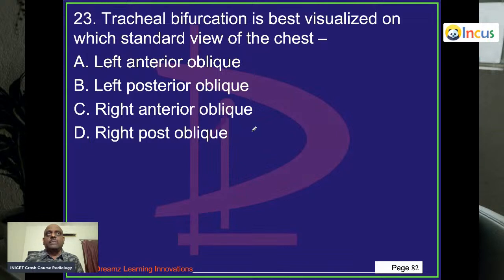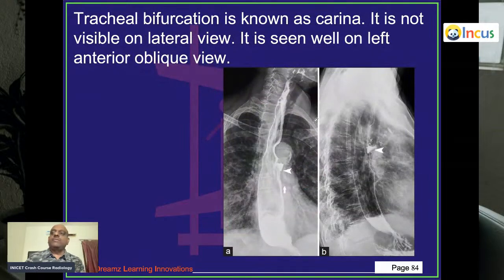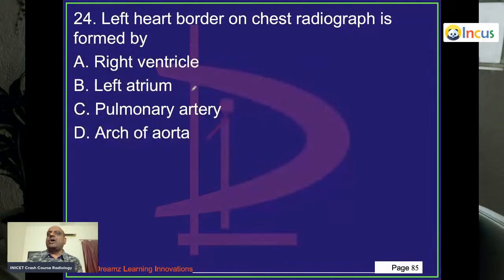Okay. So tracheal bifurcation, what is the best standard view? It is the left anterior oblique, LAO. So if you want to see the bifurcation of the trachea, the tracheal bifurcation is called carina. Carina, not Kareena Kapoor. Carina. It is not visible on lateral X-ray. It is better visible on the left anterior oblique view, is what you should remember.